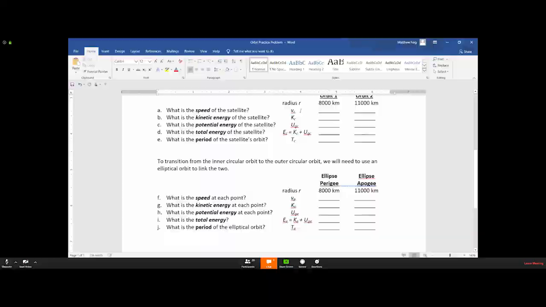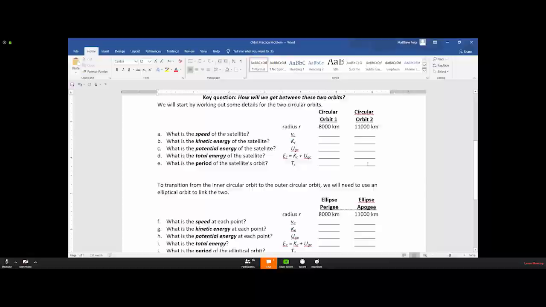So up above in A through E, we're talking about the circular orbits. I think I did a lot of subscript C's for circular. So what's the velocity of the circular orbit? And maybe think of this as number 1 and number 2. Circular orbit 1, circular orbit 2.